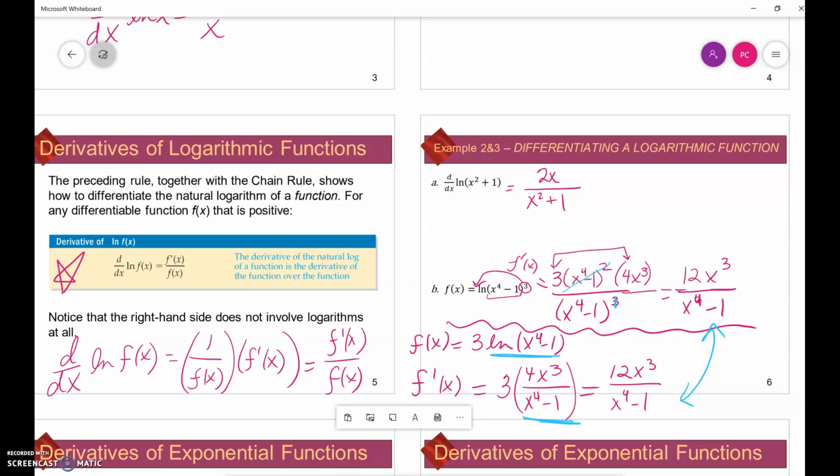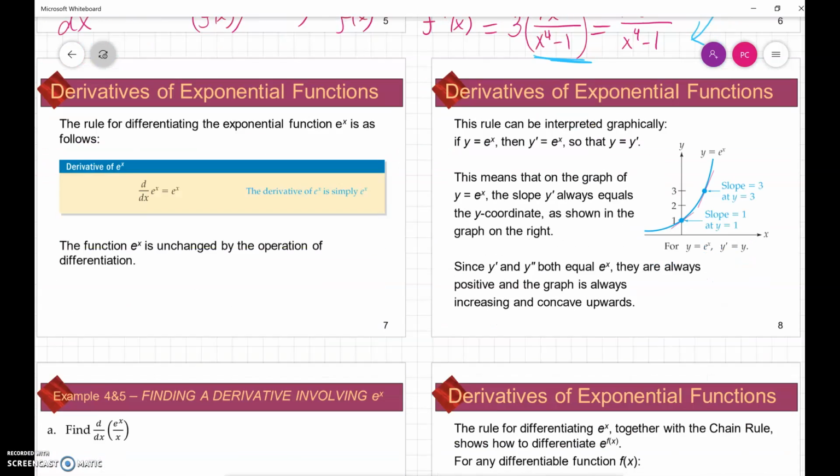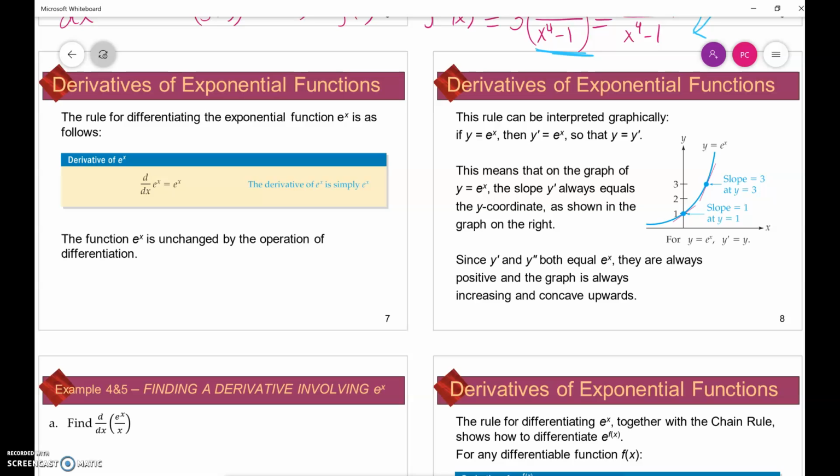So let's look at exponential functions. Now that we've looked at logarithmic functions, you're going to like exponential functions. Here's the rule. The derivative of e to the x is e to the x. Nothing fancy. The function e to the x is unchanged by the operation of differentiation.